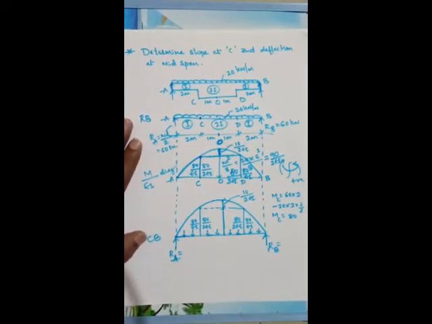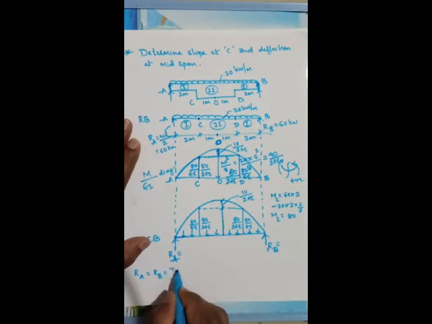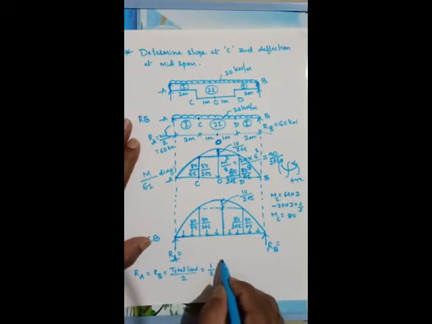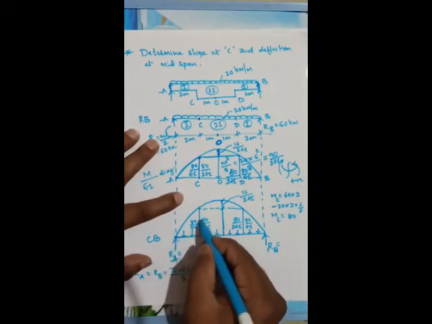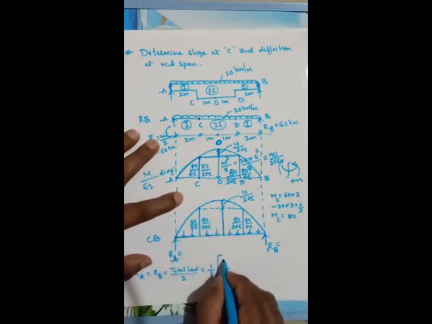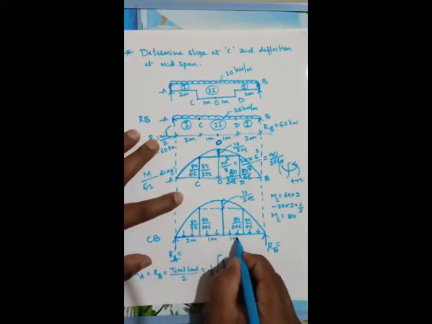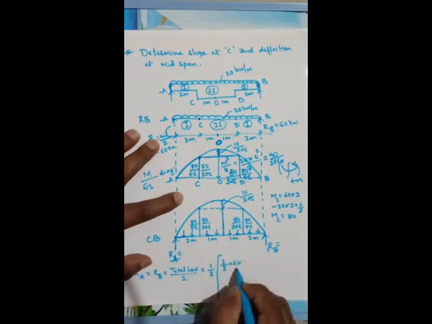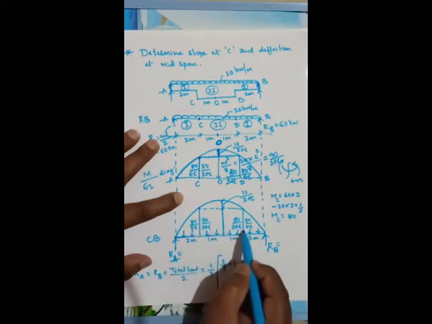Since it is a symmetrical beam, RA equals RB, which is the total load divided by 2. So I will calculate the total load and divide by 2. Let me write this half outside. The area of this type of figure is 2/3 of base into height. The base is 2 meters, this is 1 meter, this is 1 meter, this is 2 meters. So 2/3 of base into height 80 by EI, plus the entire rectangle as one.